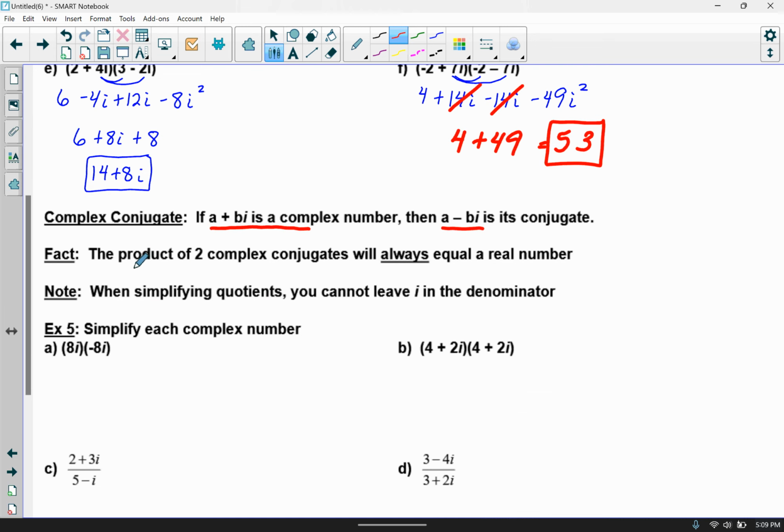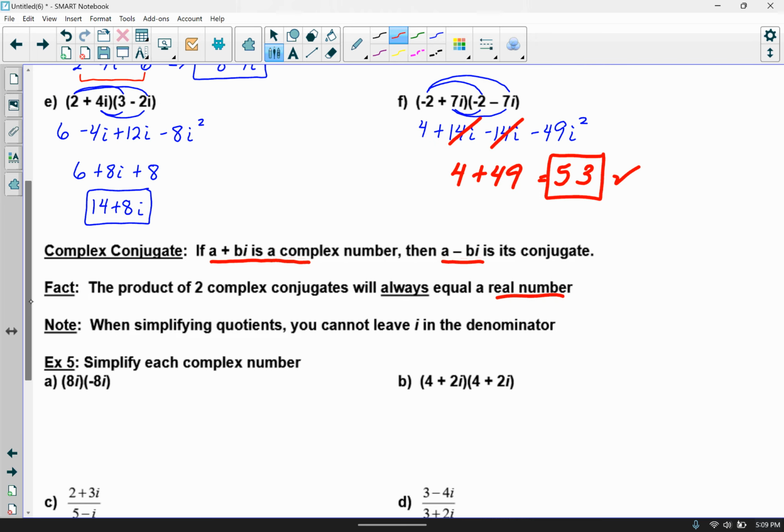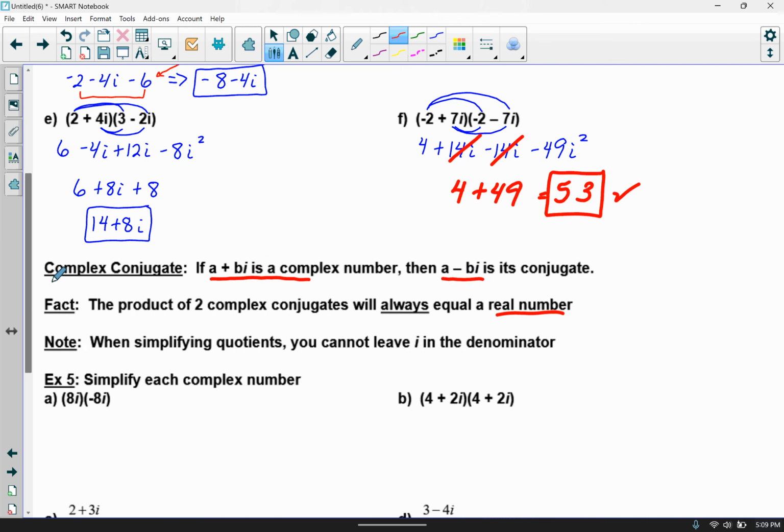A couple of facts. The product of two complex conjugates will always give you a real number. That's exactly what you saw happen down here in letter F. We multiplied two complex conjugates together and we got a whole number. When simplifying quotients, you can't leave i in the denominator. So that's why we need our conjugates.